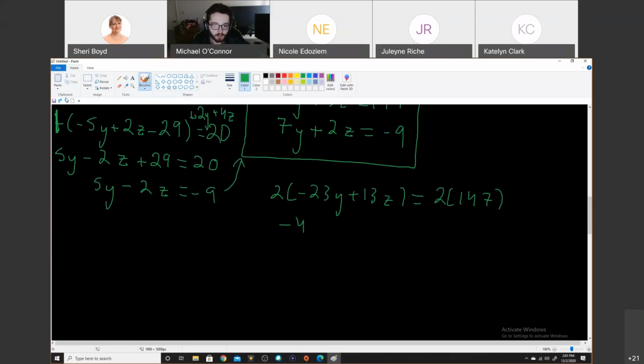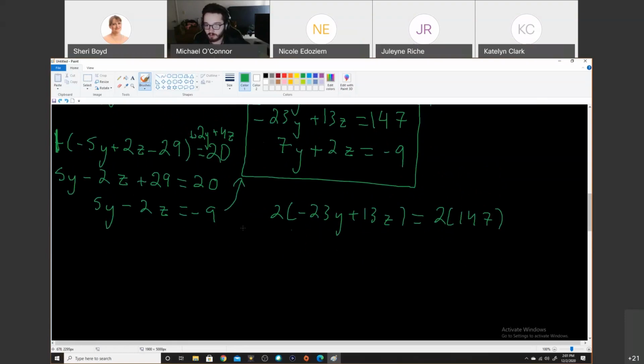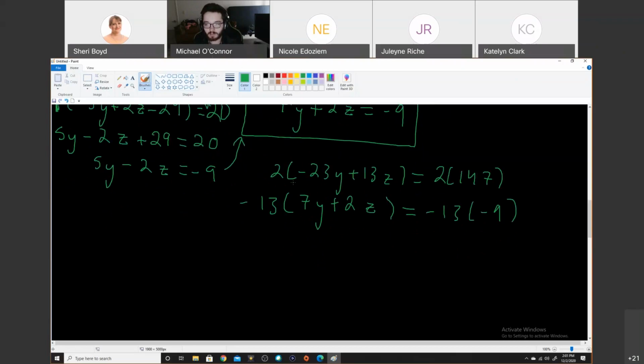Sorry, guys, I don't have this pre-made, so I'm just going off what I feel like I should do. Negative 13, it'd be better if I wrote it like this: negative 13 times (7y plus 2z) is equal to negative 13 times negative 9. And then just doing the same thing, negative 46y plus 26z is equal to 294.